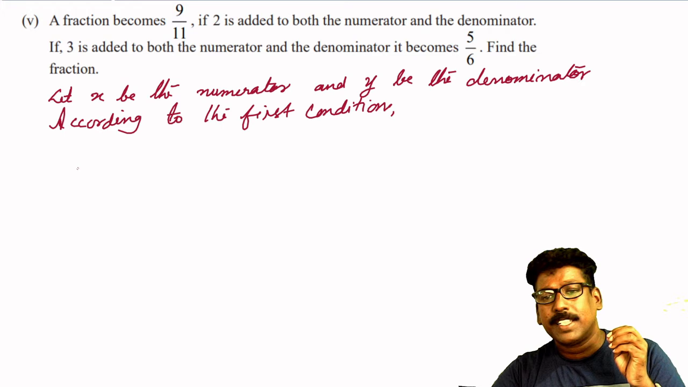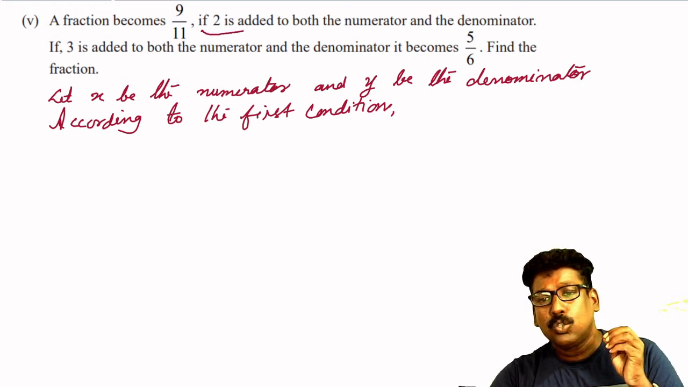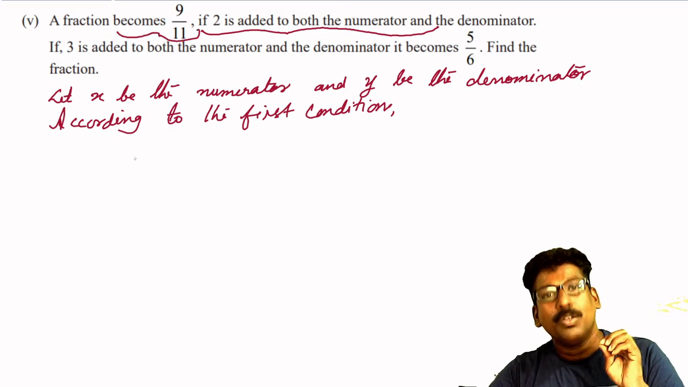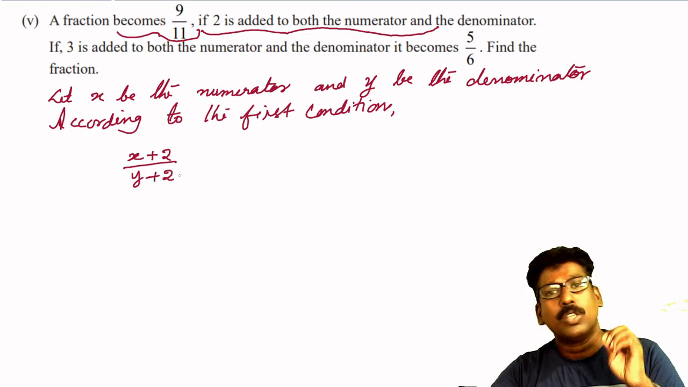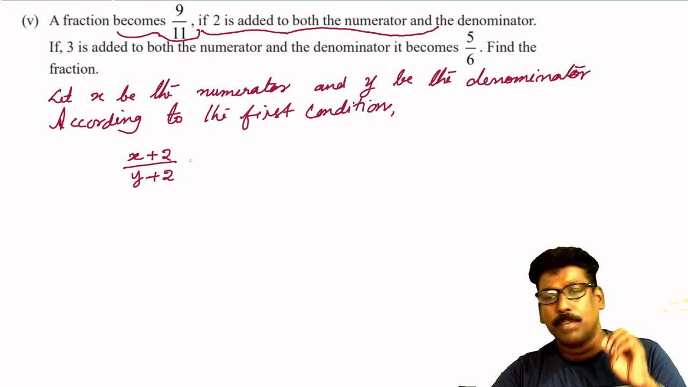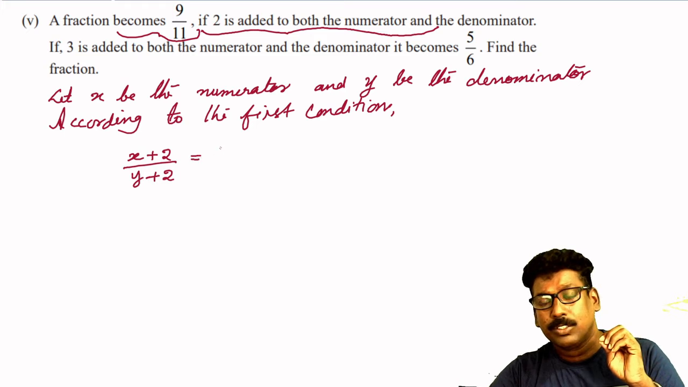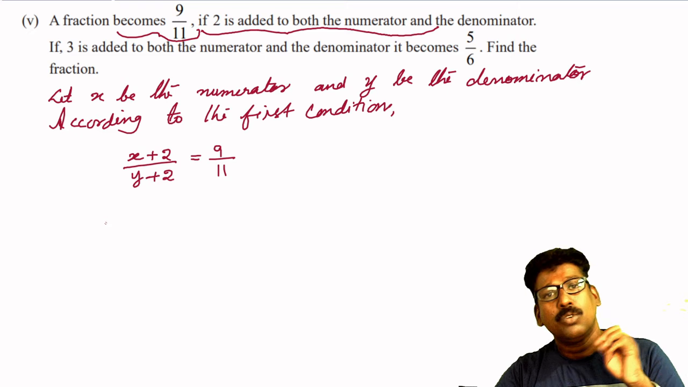what is the condition given? If 2 is added to both numerator and denominator, the fraction becomes, so we have to add 2 to both numerator and denominator. That means x plus 2, then y plus 2. So the fraction will be x plus 2 by y plus 2. What do you get? You get 9 by 11. This is the first condition.